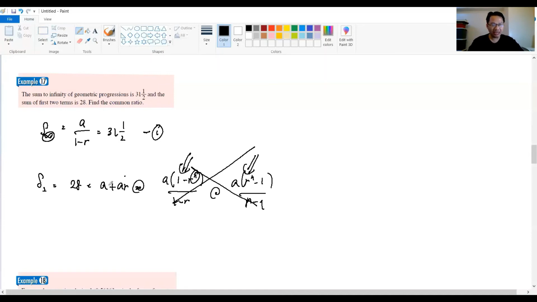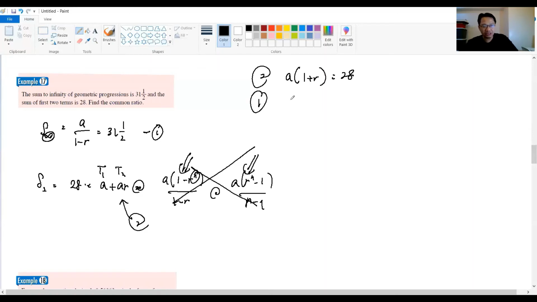So A plus AR, that means first term plus second term, S2 equals 28. Now, this is your second equation, and from here we can factorize it: A(1 plus R) equals 28. This is our first equation: A over (1 minus R) equals 31 1/2.